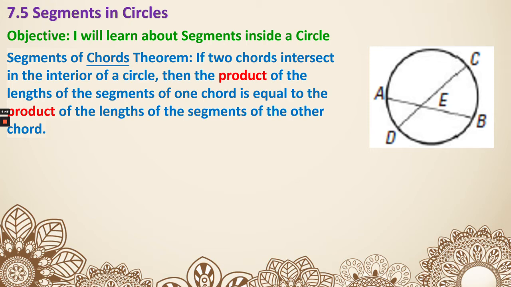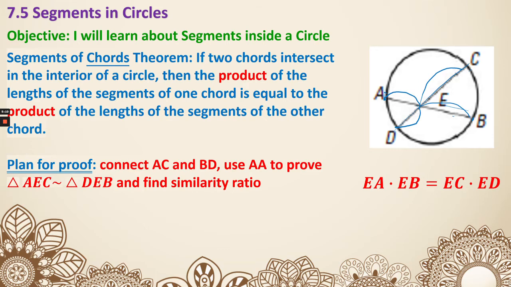So we have two chords, AB and CD. They both cut each other into two parts. So this theorem is basically saying on the first chord, one part times the other part is the same as on the other chord, one part times the other part. So in this specific layout, that's going to be EA times EB. So EA times EB is the same as EC times ED. That is segments of chords theorem.